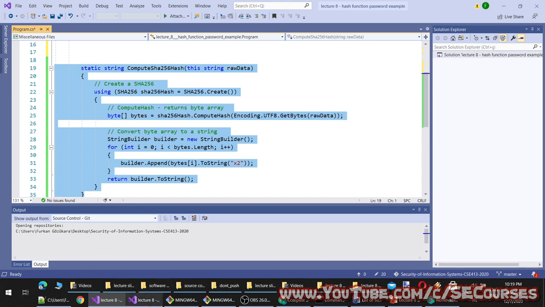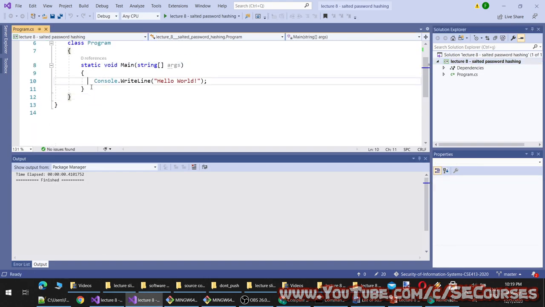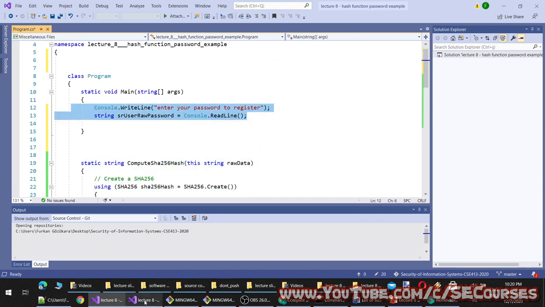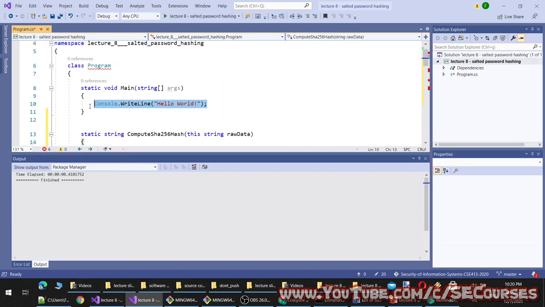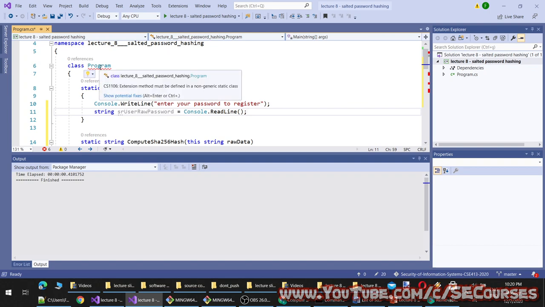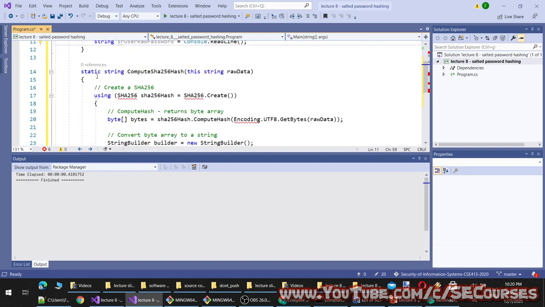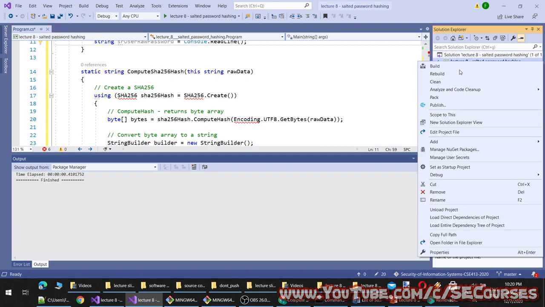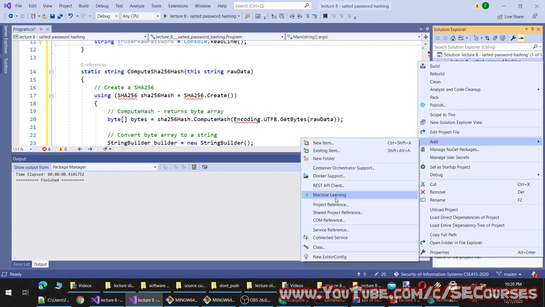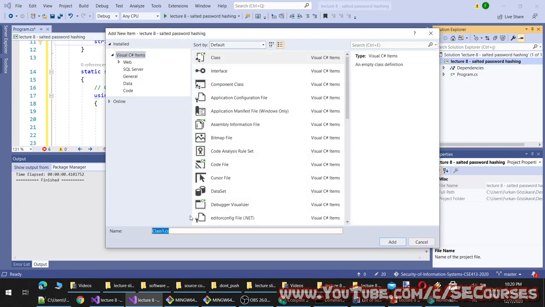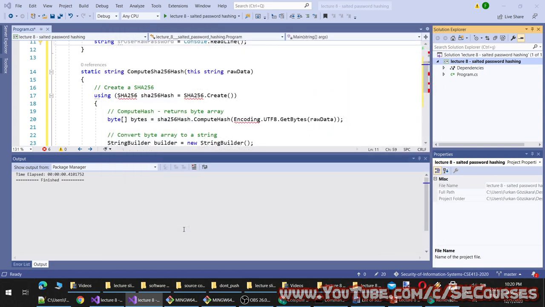Let's copy and paste this. And okay, here. Okay, it says, okay, I understand that. I'm going to add a class and call it Extensions.